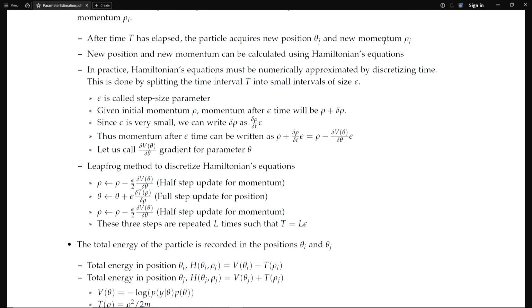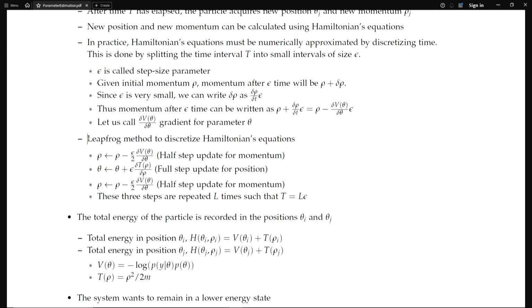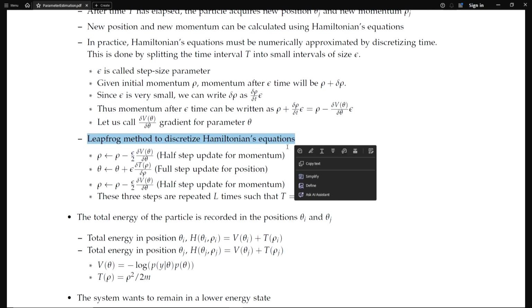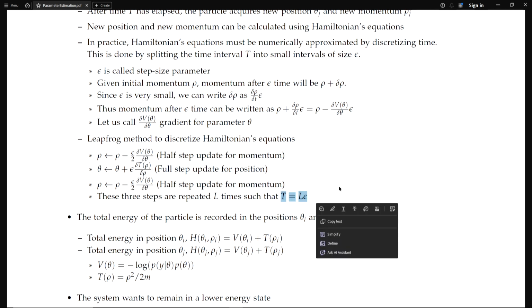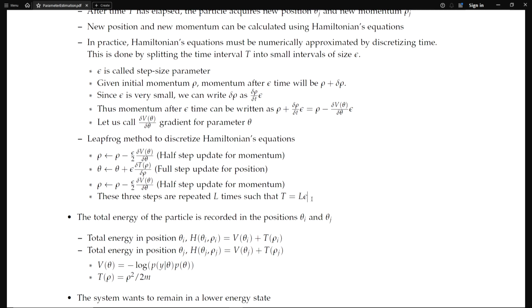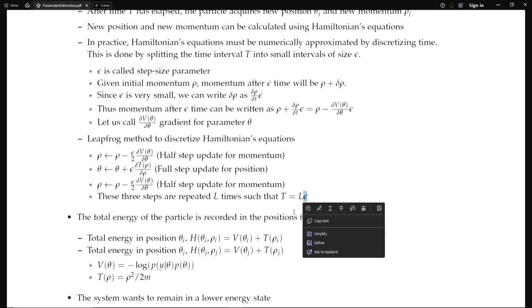And if the energy is lower in this new state, we will accept that new state, right. But in order to calculate the new position and new momentum, we will need the leapfrog method to discretize the Hamiltonian equations. What we do is a half step update for momentum. We will do this L number of times, because we discretize our time capital T as L into epsilon. We discretize this time T into L small time steps, where epsilon indicates a very small time step, and L is the number of leapfrog steps. So, for L leapfrog steps, we will do these things L times.